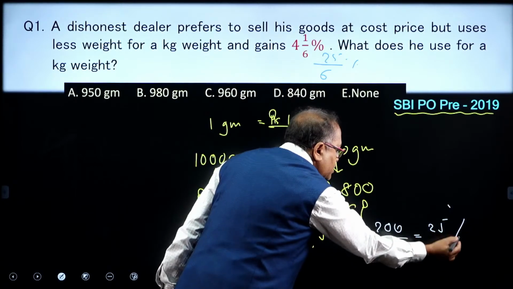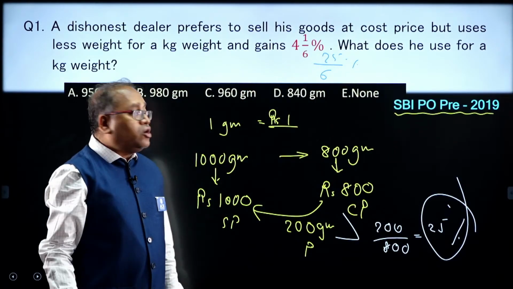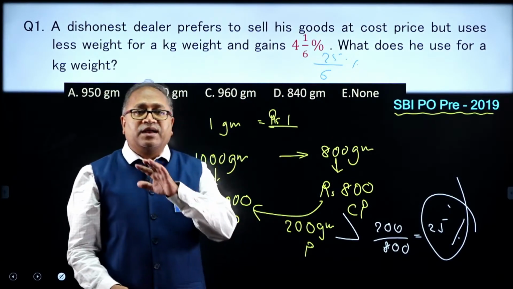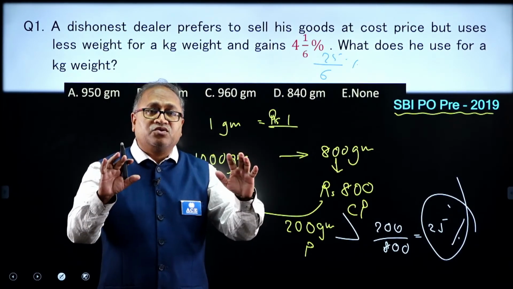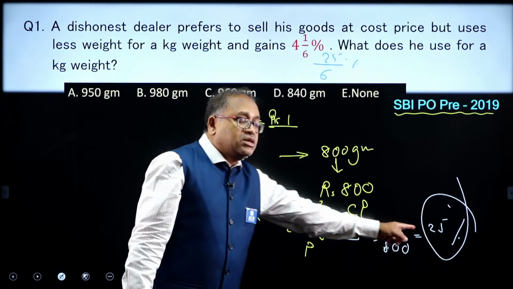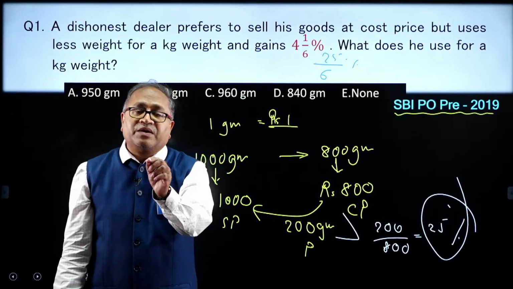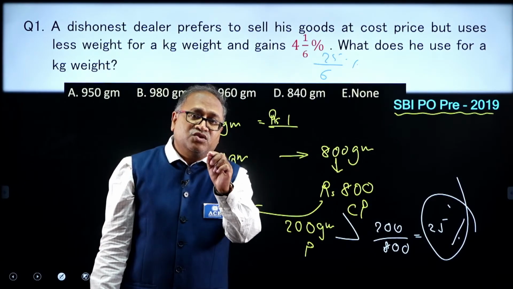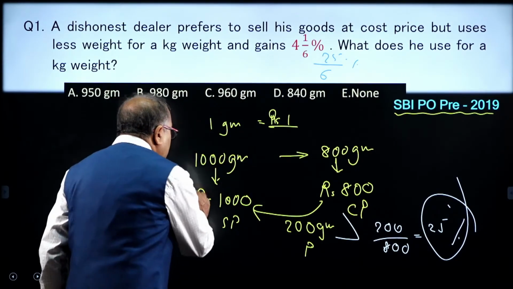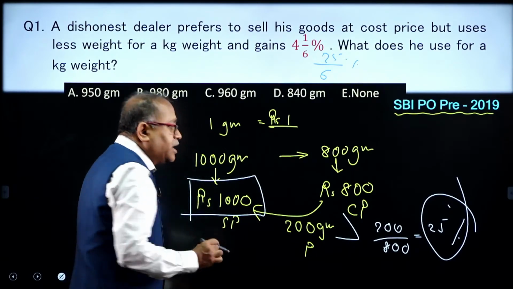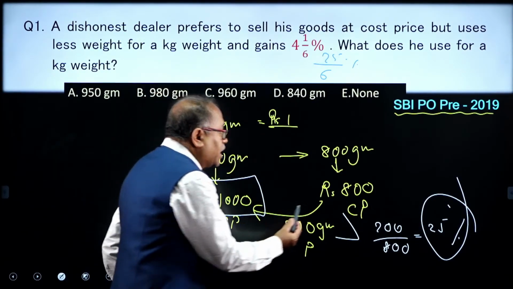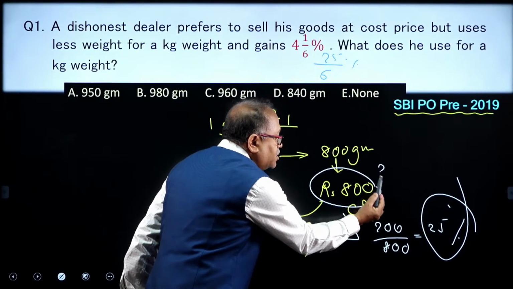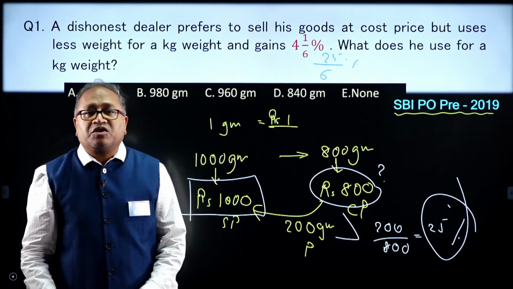Now, if I erase all the information and say that a trader sells the goods at cost price, but still he is making a profit of 25%, what weight is he using for every 1000 grams? If that is what I need to find out, then how do I find this value?